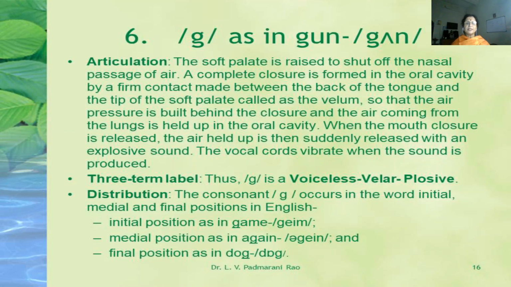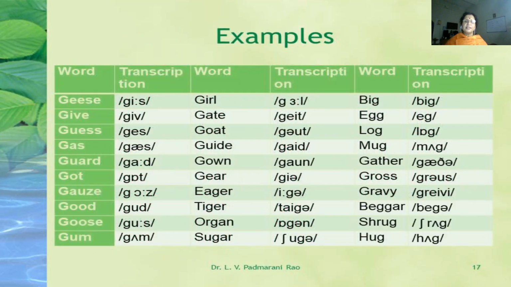Distribution wise, the consonant G occurs in the word initial, medial and final positions in English. As you find in the examples, G-A-M-E, game, initial position. A-G-A-I-N, again, medial position, and D-O-G, dog, final position. The examples for practicing the G sound are as follows. Repeat after me for practice.